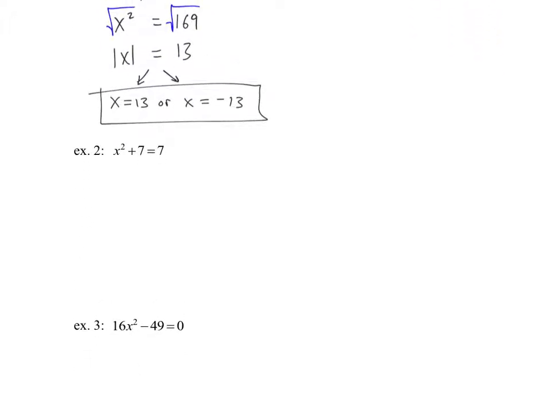All right, next one. If we have x squared plus 7 equals 7, we want to go through the same steps as before. We need to get x squared by itself equaling some number, so we can take the square root. So I first need to get rid of the 7 here. I'm going to subtract 7 from both sides. That gives me x squared equals 0. And now to get x by itself, I need to undo the squared, so I square root this. And the square root of x squared gives me the absolute value of x equals the square root of 0, which is 0.